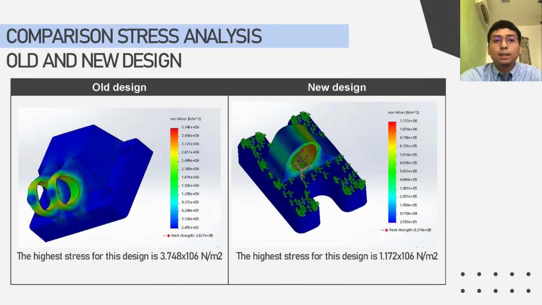For the stress analysis comparison of the old and new designs, this project puts a force of 1000 Newton, and you can see the highest stress for the old design is 3.748 times 10 to the power of 6 Newton per meter squared, and for the new design the highest stress is 1.172 times 10 to the power of 6 Newton per meter squared. Both diagrams show the highest stress does not really appear because the part can still withstand the force.